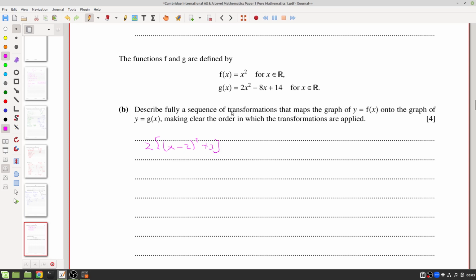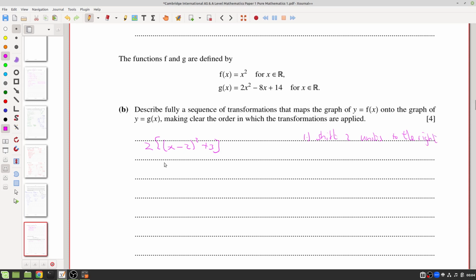Now describe fully a sequence of transformations that maps this graph onto this one, making clear which order the transformations are applied. So this is nice. This one we can easily see the transformations. So we want to, and because of BODMAS or PEMDAS, working from the inside to the outside, that's quite a nice way to think about it. Okay, so we know if we've got x minus something in bracket, this has to do with the sideways movement of the graph. So we can say first shift 2 units to the right.